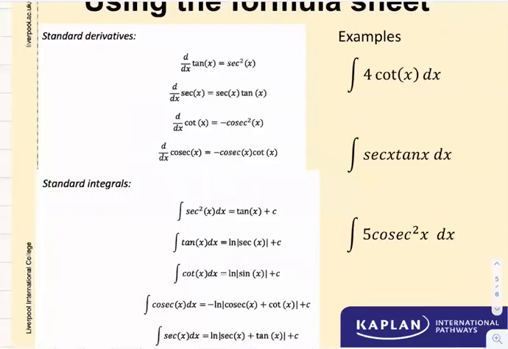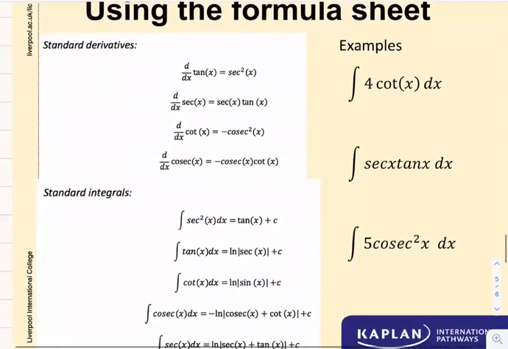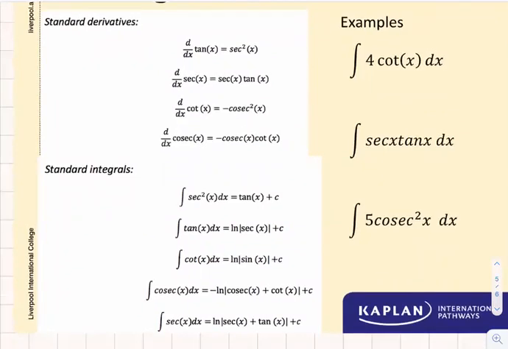Okay, so now we will do integration using the formula sheet. This is the derivatives and the integrals, the standard integrals you will see in the formula sheet. And sometimes to solve some integrals, you will need to use the formula sheet to help you solve the questions, because we don't expect you to know things by heart. You can know them by heart, but I think there's no point to learn them by heart if you have the formula sheet in front of you, but it's up to you.